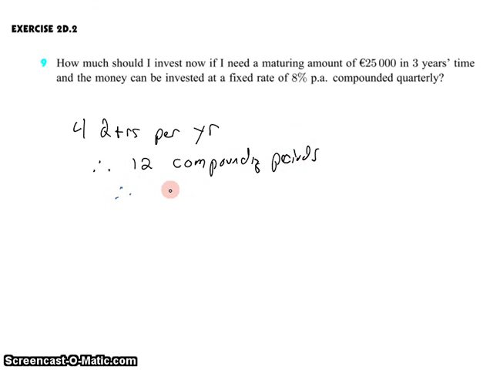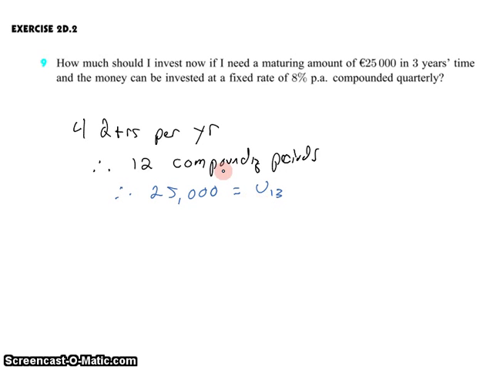If there are 12 compounding periods, that means that when we finally reach 25,000 euros, that's actually going to be the 13th term in the sequence. The first term in the sequence is our initial investment, and it hasn't been compounded at all. The second term is the amount after the first compound, the third term is the amount after the second compound, and so on, which means that by the time we get to 12 compounds, we're actually at the 13th term in the sequence.